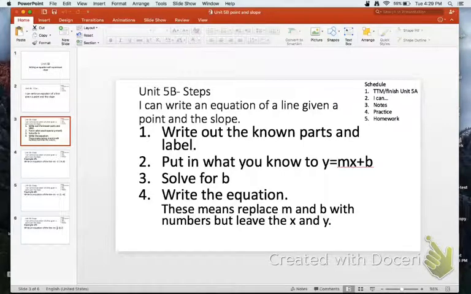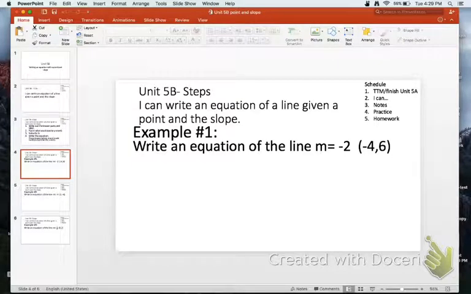So we write out the known parts and label. We put in what you know into the y equals mx plus b. We solve for b, we write the equation. So let's practice a few really quickly. Remember, I like to write out my equation, the very first thing.